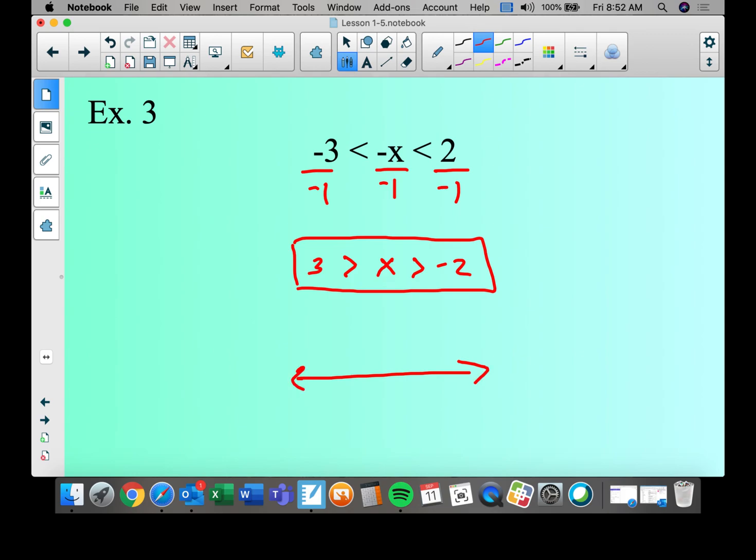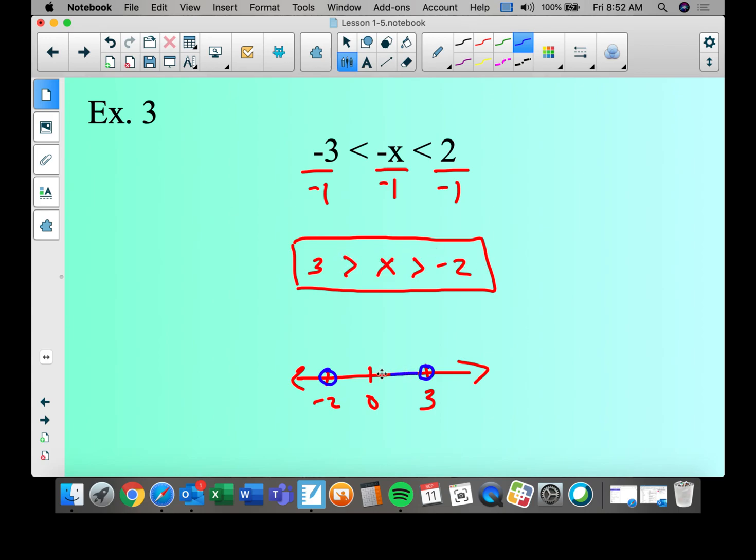Now if we put it on the number line, let me put down 0. Negative 2 is over here, positive 3 is over there. Notice there's no equal, it's not less than or equal to, it's not greater than or equal to. So we are going to put open circles at both of those points. And I want all of the values that are sandwiched between those two things.